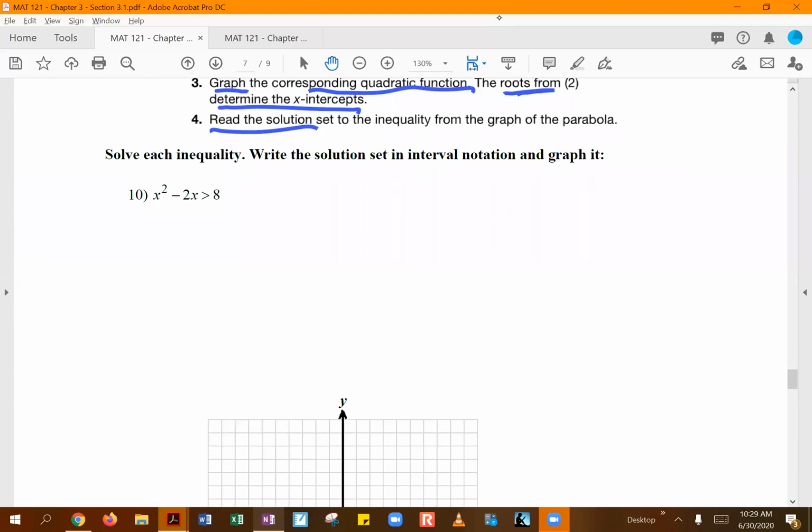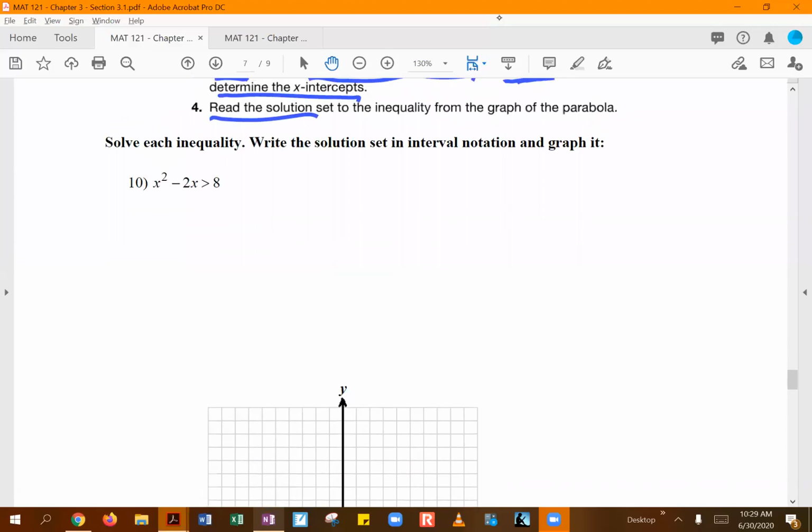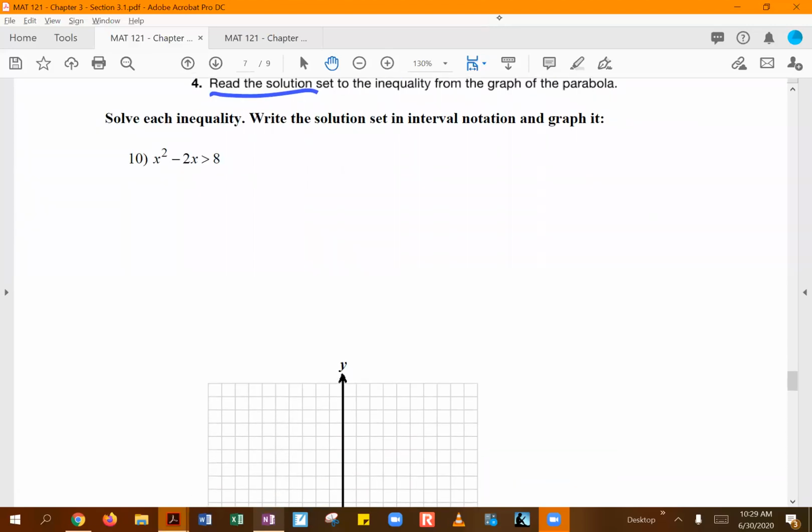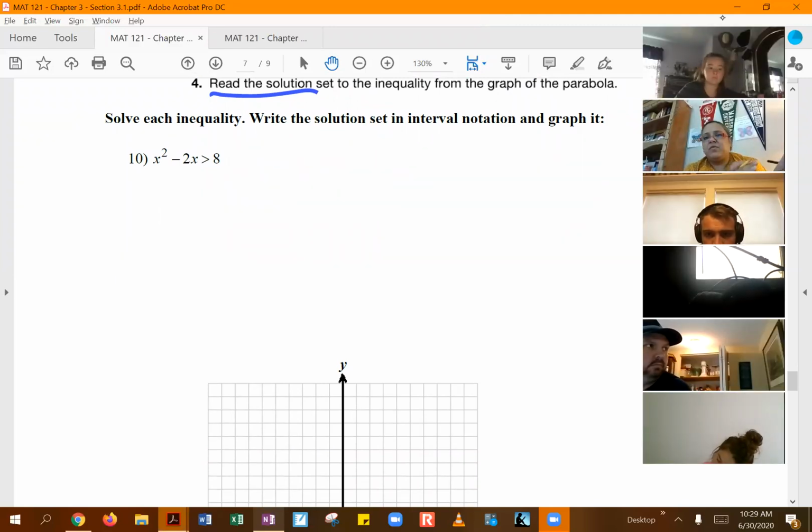So let's go ahead. I think we have enough time to look at this inequality over here. So if you had to rewrite this by getting 0 on one side and moving everything else to the other side, what would this inequality end up looking like?